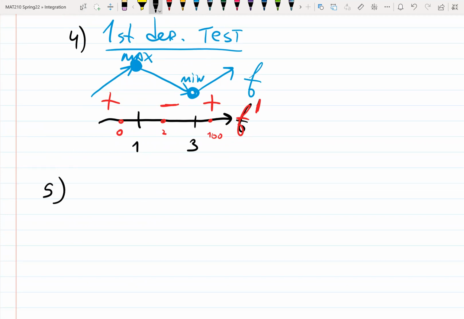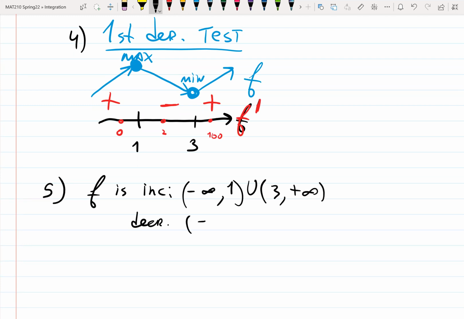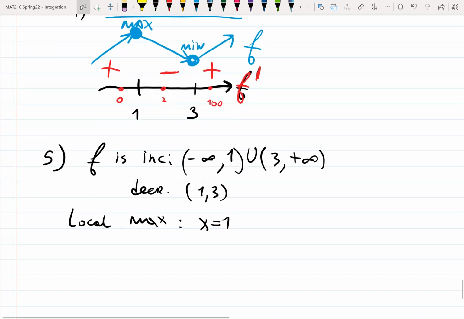So, conclusion. F is increasing on minus infinity to 1. And then it is also increasing from 3 to plus infinity. Decreasing on 1 to 3, where the first derivative is negative. Local maximum is happening at x equals 1. And sometimes we ask you to plug it back in to know how high this maximum is. Local minimum at x equals 3.